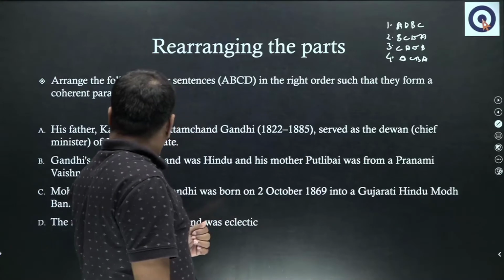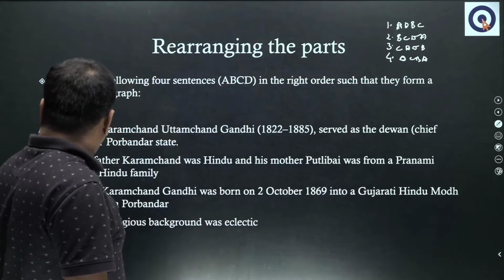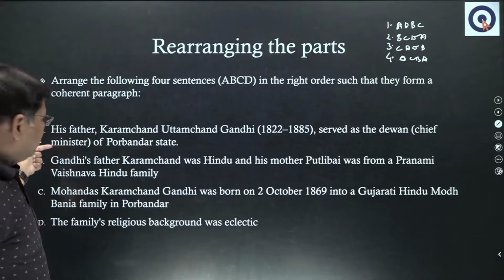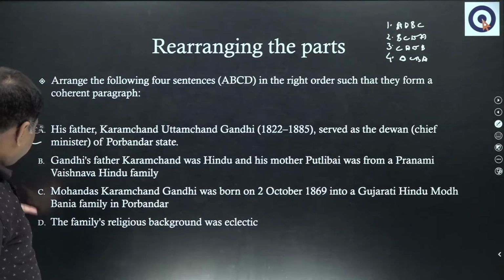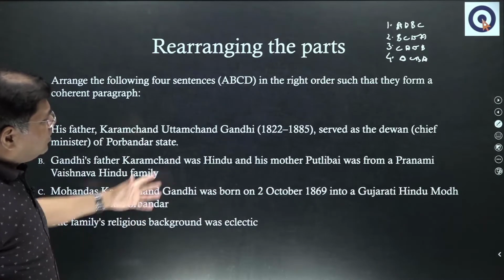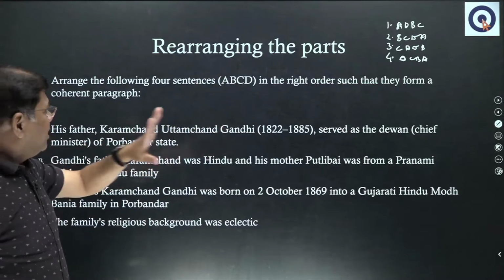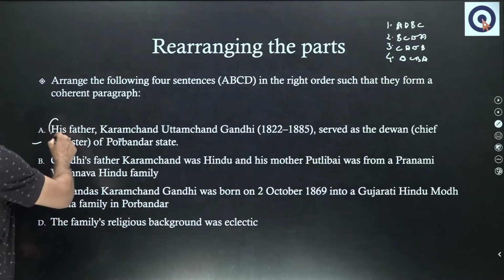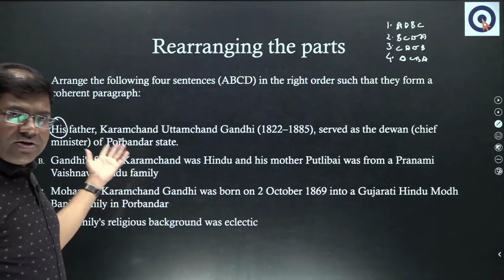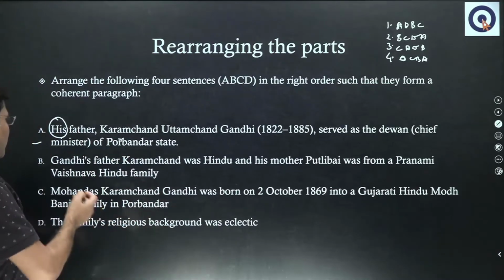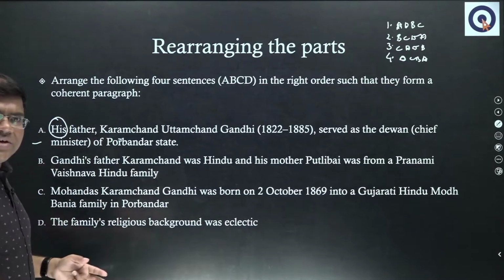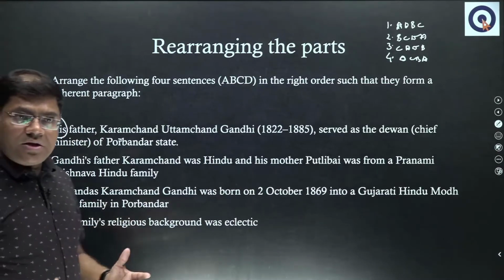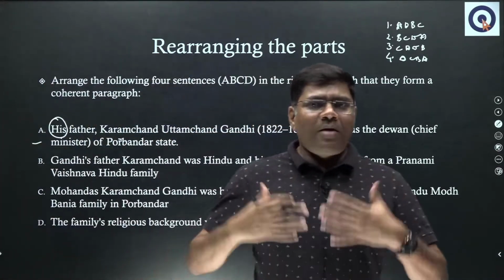Correct? Now, what happens is, if you look at the sentences here, they are not in the right order, because if you read sentence A, you feel that sentence A is not the first sentence of the paragraph. And subsequently, if you read the other sentences, you realize that they are not making sense the way they have come. So, in what way should they come such that they make sense? If you look at sentence A, it says, his father Karamchand Uttamchand. Now, who is this person, about whom are you talking? So, this is not going to be the opening sentence, because we don't know who "his" is. Then it says Gandhi's father Karamchand. You might feel that B can be the opening sentence. But there is one more sentence which says Mohandas Gandhi was born. So before you talk about Mahatma Gandhi, his family, his father, his mother, you talk about Mahatma Gandhi first.